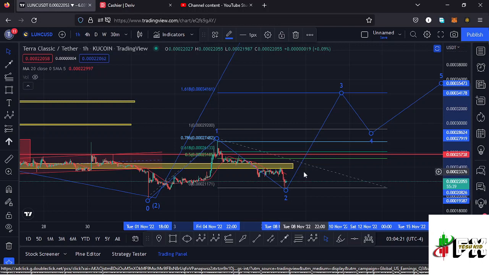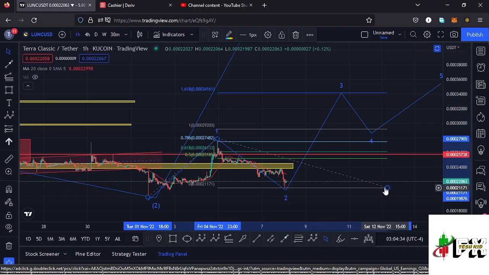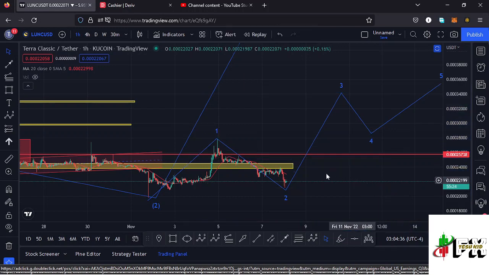And in that movement to the upper side in the formation of that third wave, we also need to manage to break above key areas of resistance, like the area of resistance at around the $0.000024 mark. Once we manage to break above that and have a successful retest of that key area of resistance, then we can start expecting that nice bounce to the upper side in the formation of that wave 3 to the upper side.